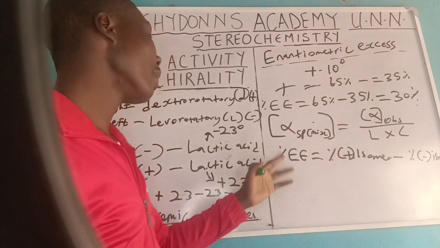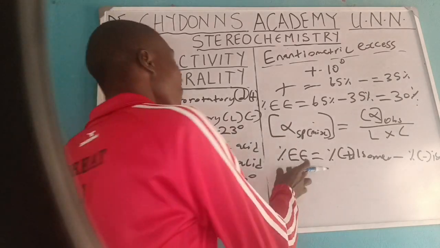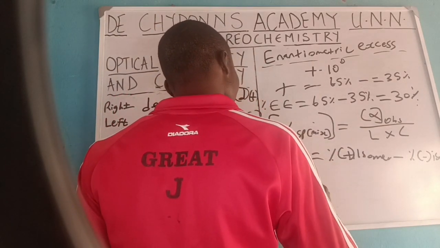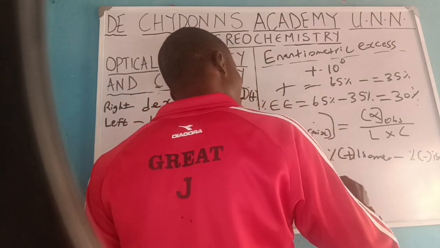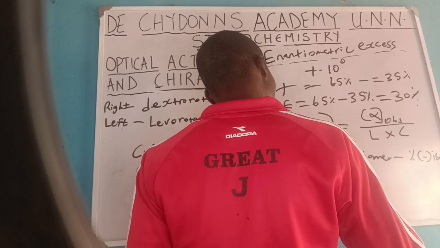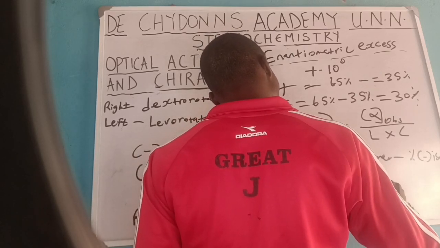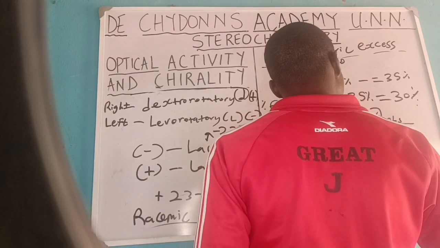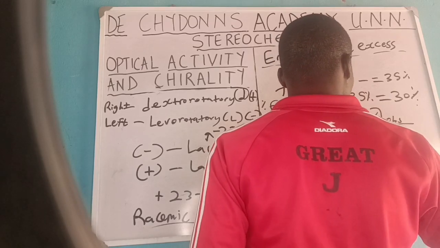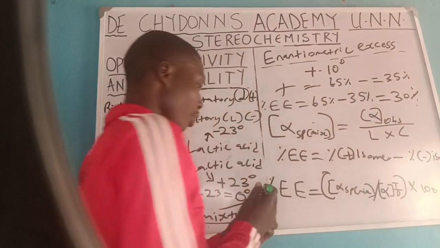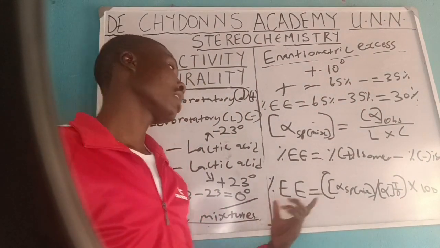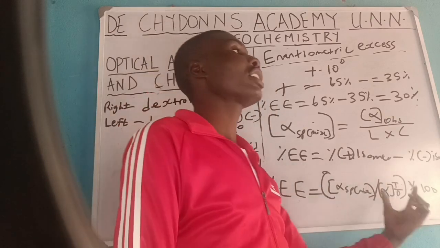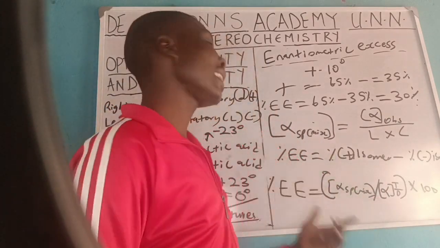Then another calculation we want to run here is how to calculate the percentage enantiomeric excess using these particular factors. So we have that the percentage enantiomeric excess is now equal to the specific rotation of the mixture divided by the specific optical rotation of one of the pure enantiomers, times 100. So the enantiomeric excess is the specific rotation of the mixture over the specific rotation for that particular isomer, multiplied by 100.